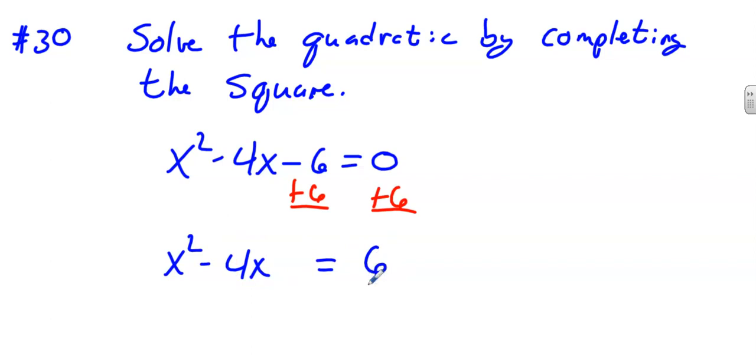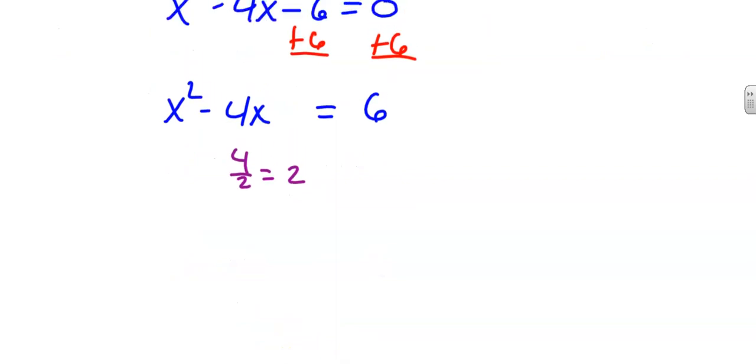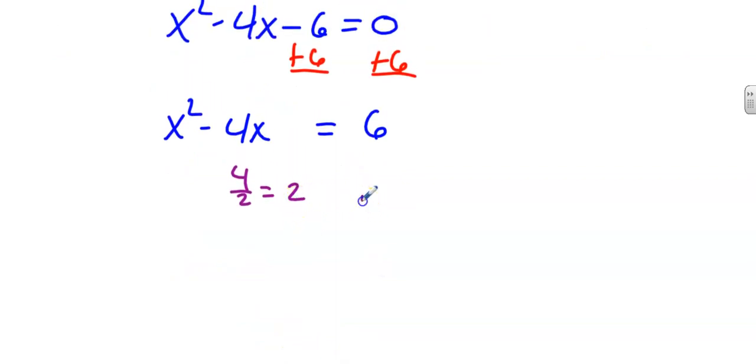Okay, once you've done that, then you're going to take whatever this number is with x that's here. You're going to take that number and divide it by 2. Once you get this number, you're going to turn right back around and you're going to square it. Okay, and then you're going to add this number to both sides.